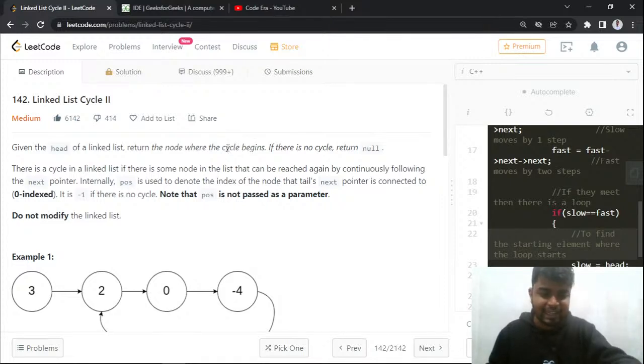This problem is rated as medium, and for someone who knows how to find a cycle in a linked list, he or she can do this question very easily, because in this question you just have to return the starting node of the cycle of the linked list. Okay, you have to return the node where the linked list cycle is starting.